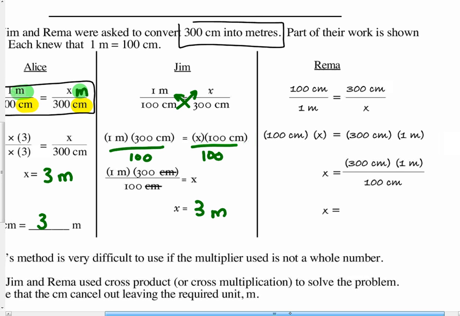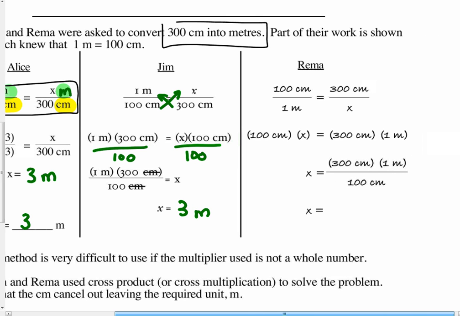Okay. And Rima did the same thing. She just instead did centimeters over meters. So 100 centimeters equals 1 meter. That means 300 centimeters equals x meters. She also cross multiplied. Okay, and then divide by 100, which also gives 3 meters. Okay, so you can solve that way, but we're not going to really focus that way. We're going to use proportional reasoning.